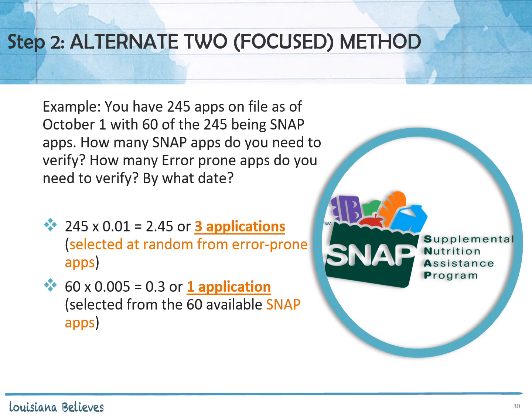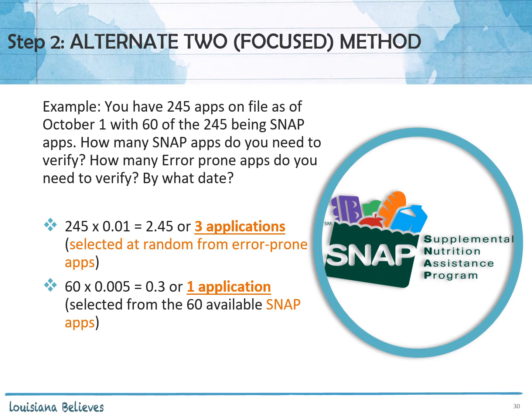First, we will calculate how many error-prone applications we need to verify by multiplying our total number of applications by 1%. 245 multiplied by 1% is equal to 2.45, rounded up to 3 applications. These 3 applications will be pulled from error-prone applications.